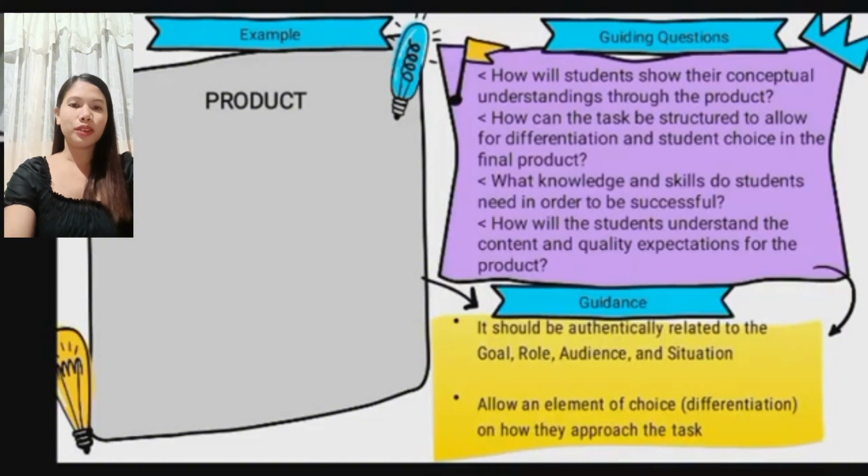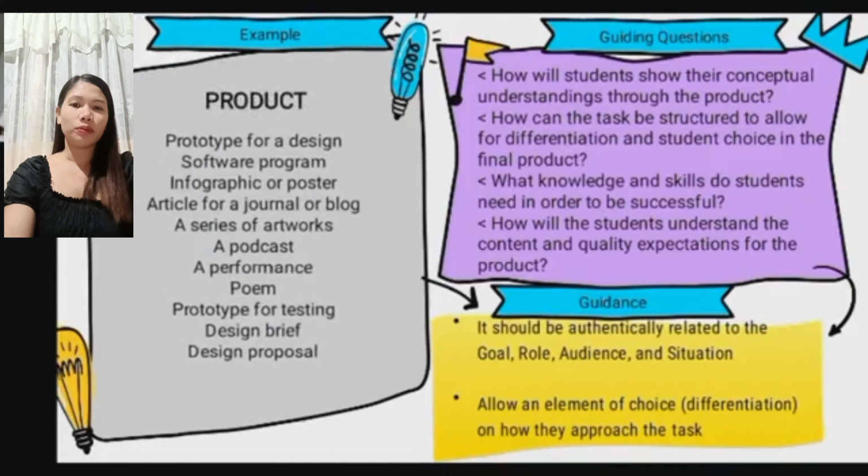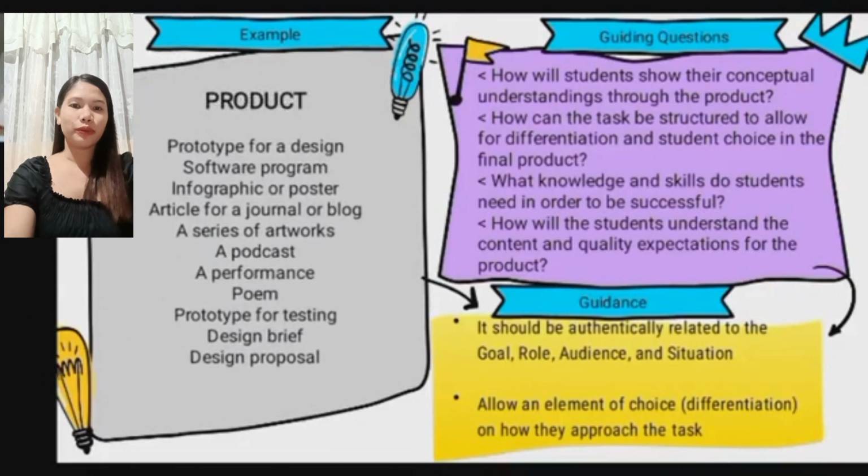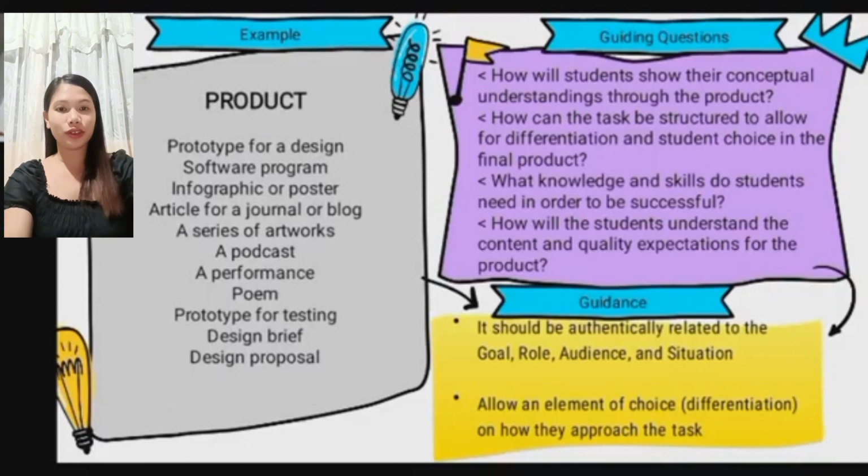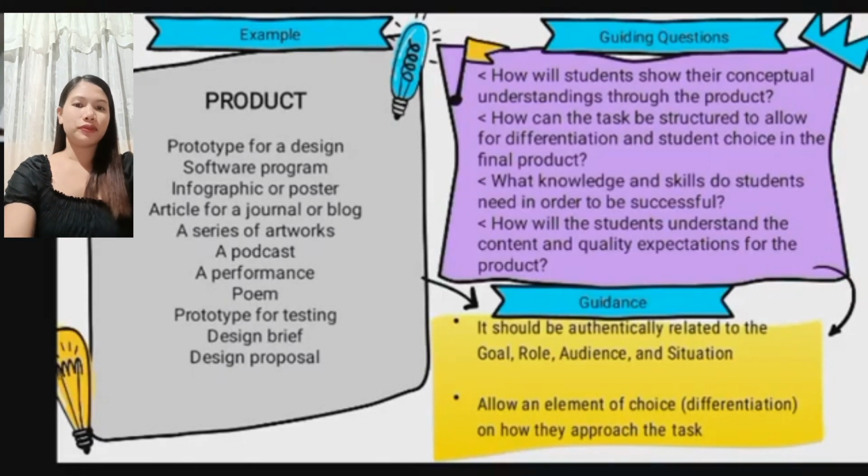For example, a product is a prototype for a design, software program, infographic or poster, article for a journal or blog, a series of artworks, a podcast, a performance poem, prototype for testing, design brief, proposal.